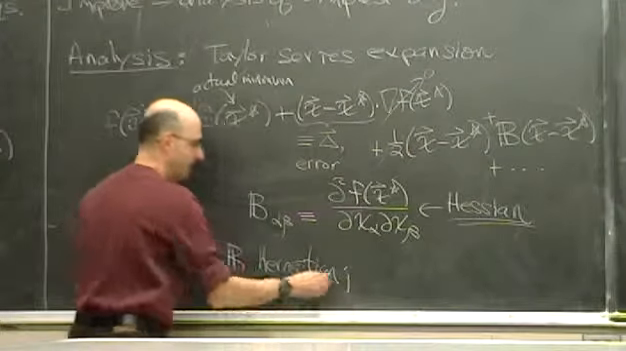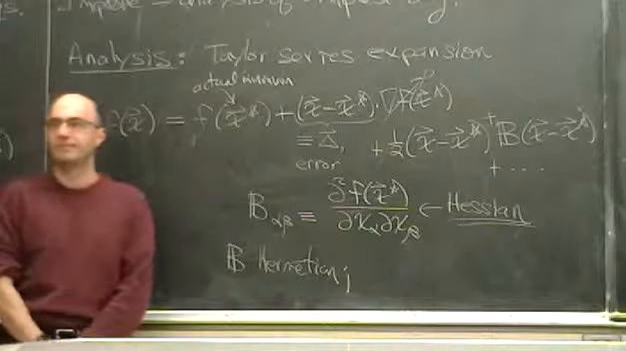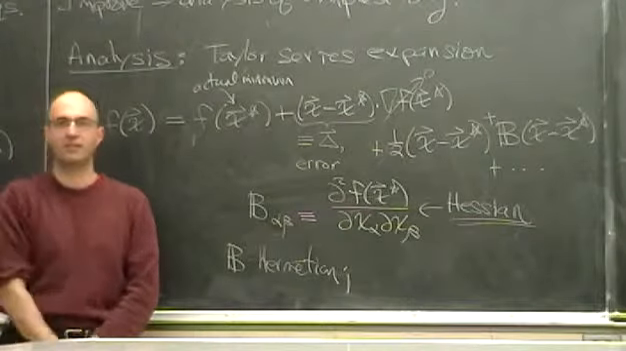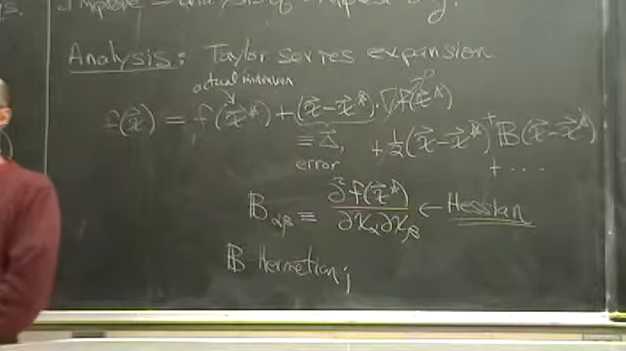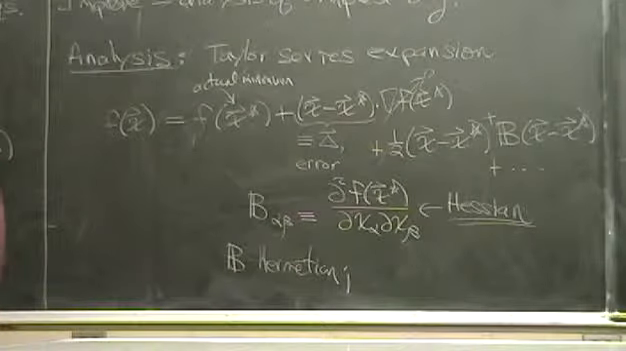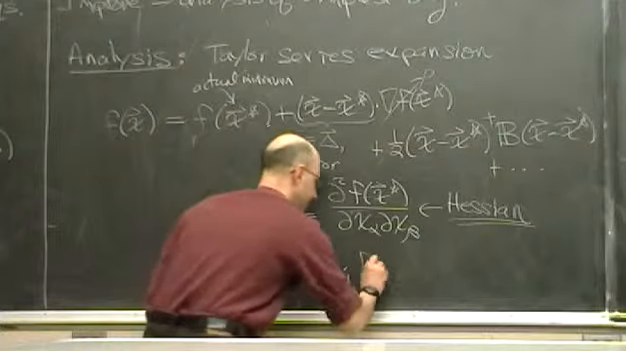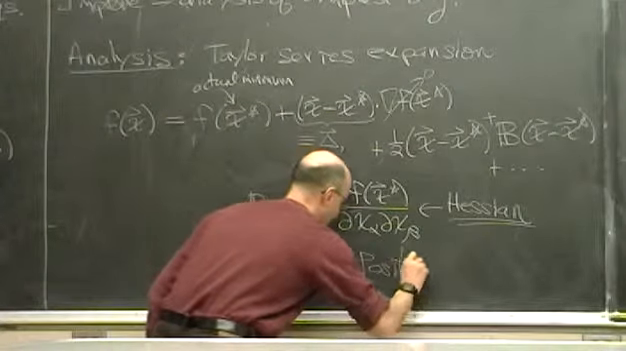And what else do we know about this matrix B? Well, we're looking for a minimum, so what does that tell us about the Hessian matrix? It's, yes, positive definite. Which will become very important later.